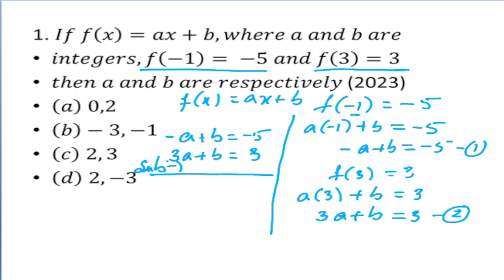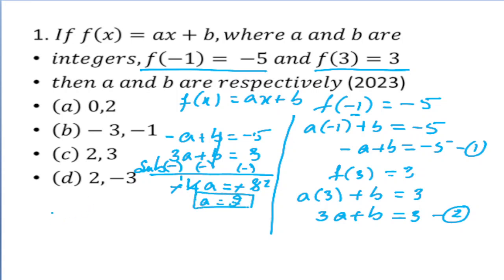Now while subtracting, we'll change the sign of the second equation because we are subtracting the second equation from the first equation. Here minus a minus 3a will get you minus 4a, plus b and minus b will get cancelled. Minus 5 minus 3, we are going to get minus 8, and on both sides the negative sign will get cancelled. 4 1s are 4, 2s are 8. Now clearly a value is 2. So we got the a value.